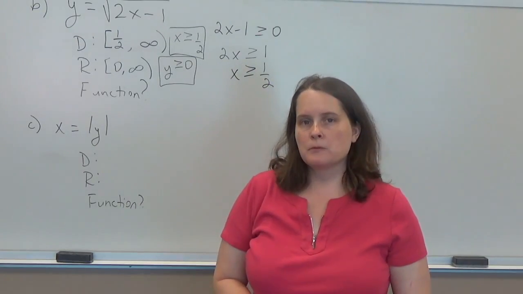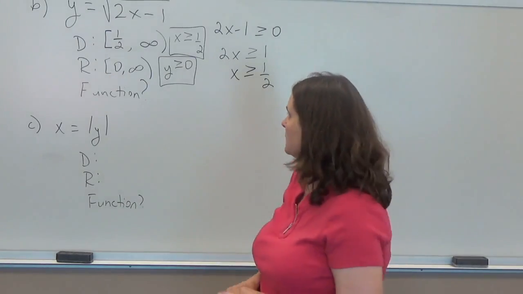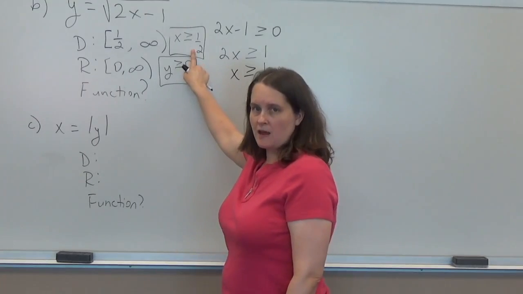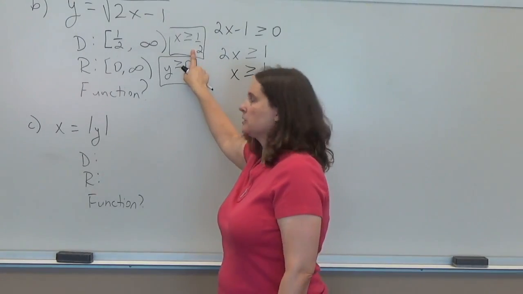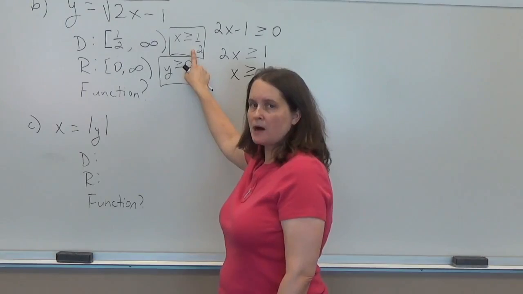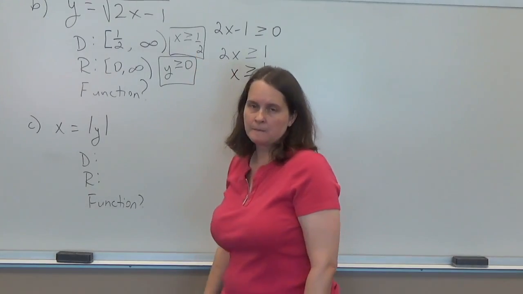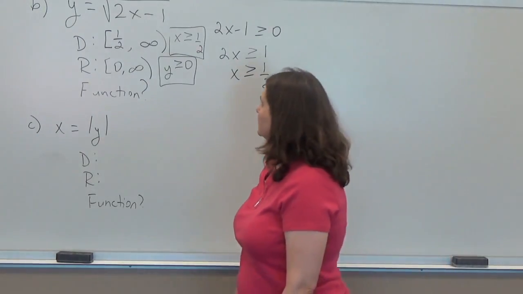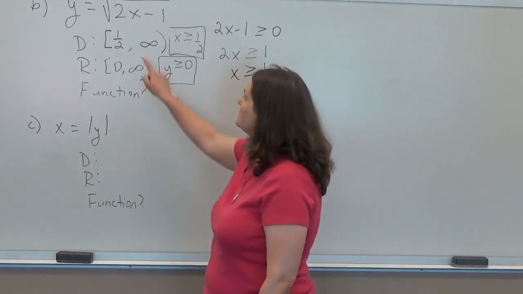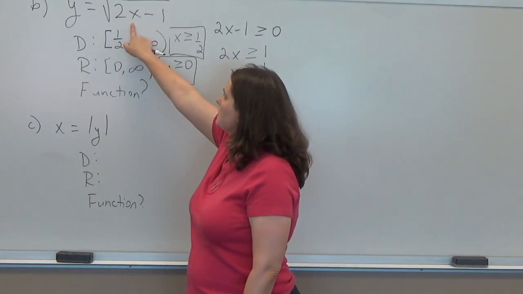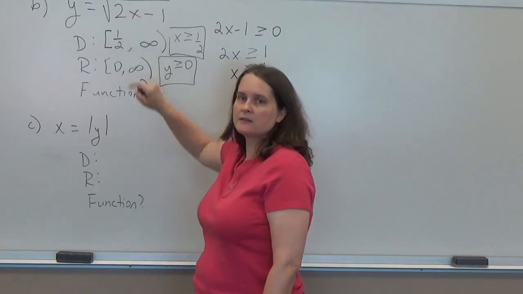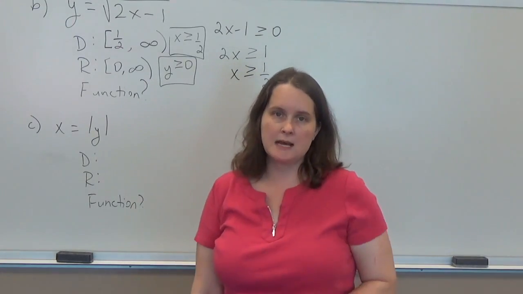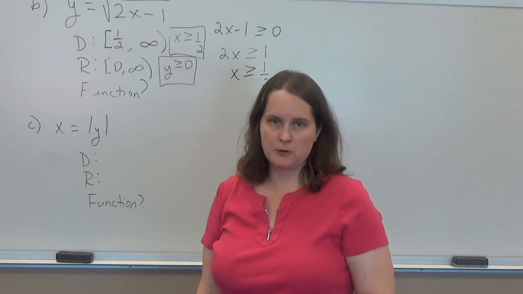What happens if I put numbers that are in the domain? So if I put anything from 1/2 to positive infinity in my calculator for this problem, how many possible answers does it give me back? Just think about that for a second. Let's say you put in 6 for x. 2 times 6 is 12, 12 minus 1 is 11, and you take the square root of 11. It's going to give you a decimal, but it's going to give you exactly one answer. It's never going to give you multiple answers.